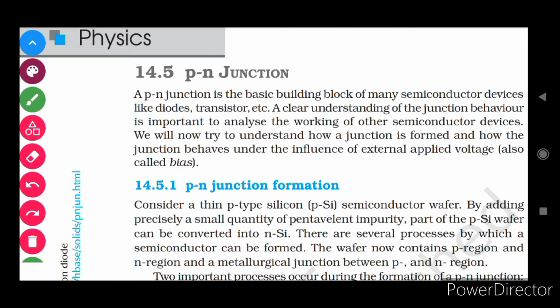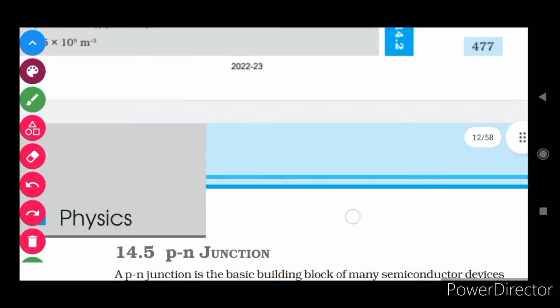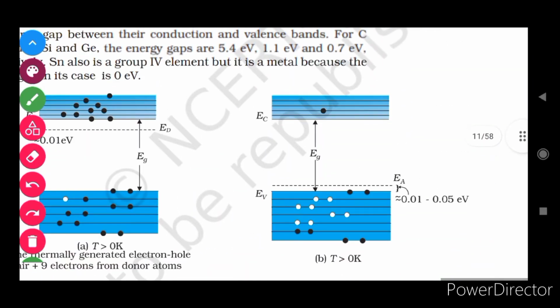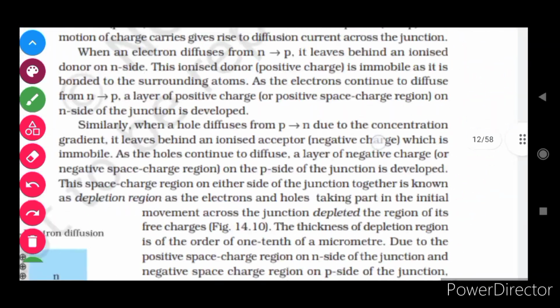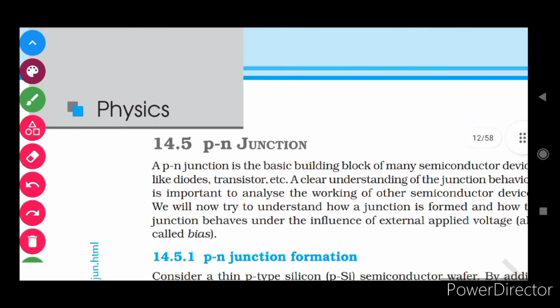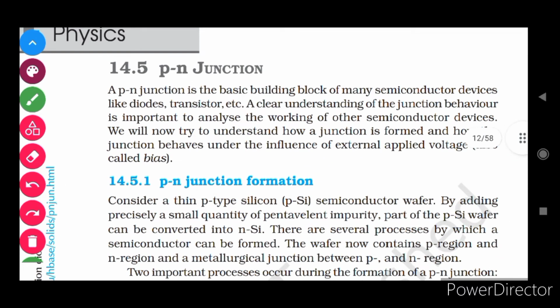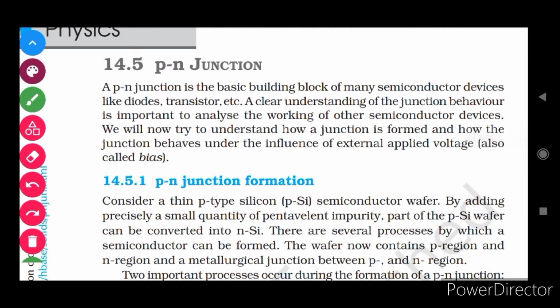In this video, I'm going to explain article number 14.5, the PN junction. In the previous video, we saw P-type and N-type semiconductors. Now we'll connect or join these two semiconductors, and what we obtain is a PN junction. So let's start and see what is in the NCERT.